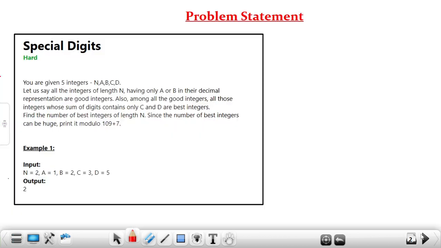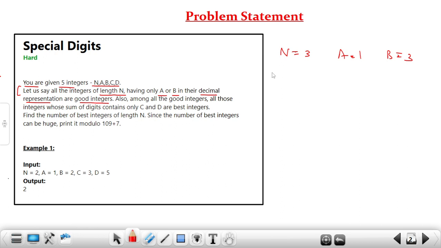Okay, so let's get started. Here is the problem statement and it says that you're given 5 integers n, a, b, c and d. Let us say all the integers of length n having only a or b in their decimal representation are good integers. So like I have n equals 3, a equals 1, b equals again 3.